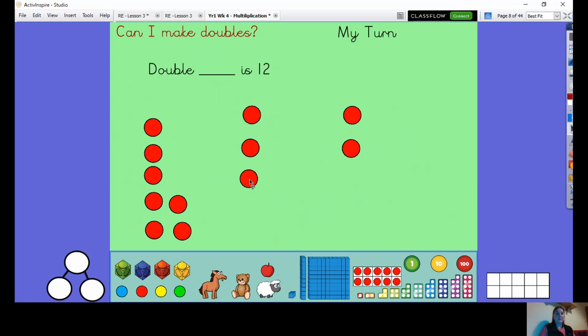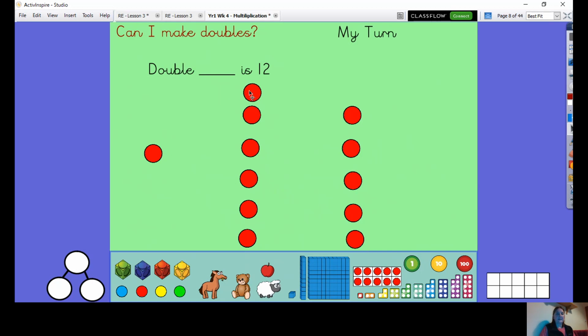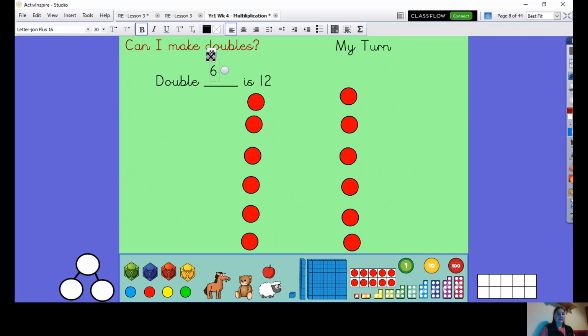And it's also really important when we're thinking about doubling, it's the same number. You're adding the same number twice. So I need to make sure I've got the same amount in each one. So I've got 1, 2, 3, 4, 5, 6 that side. 1, 2, 3, 4, 5, 6 that side. So I know that double 6 is 12. There's my whole. But I know that's double 6. So 6 add 6.